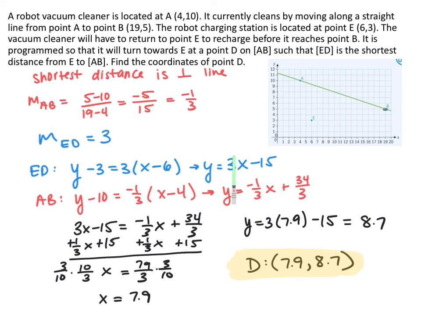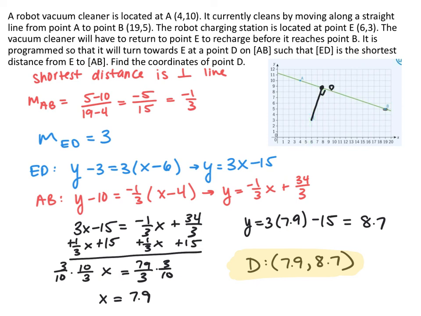The reason I simplified these into slope-intercept form is that we want to find where they intersect, so I wanted it nice and easy for substitution. I set both of these equal to each other to find where they intersect, because that's going to be point D. I found that the x coordinate is 7.9. Then I plugged that into the first equation and got the y coordinate of 8.7. So point D is on this line AB, and it's the point where the robot vacuum will turn and make a right angle to go towards its charging station.